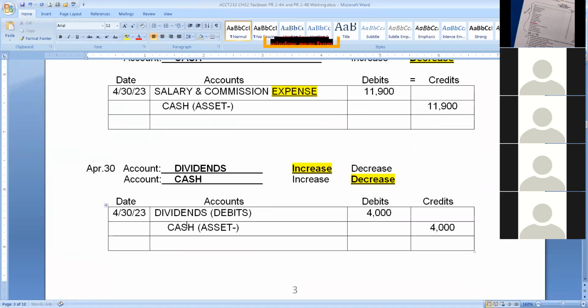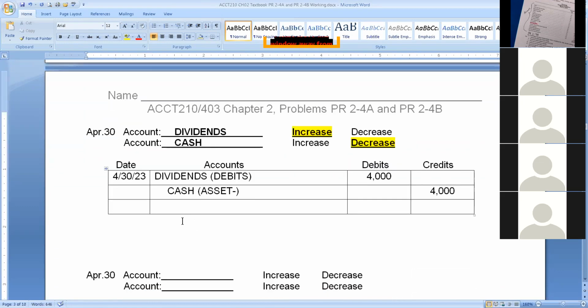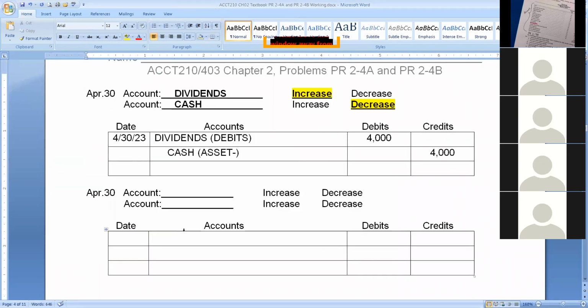I'm going to move this down to the last page. April 30th, the last April 30th.